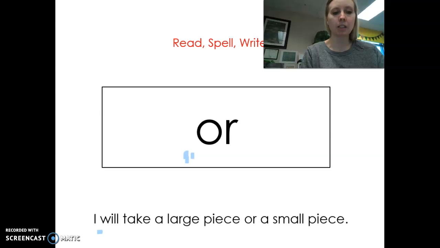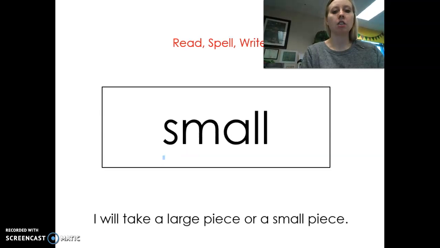I will take a large piece or a small piece. Small. I will take a large piece or a small piece.